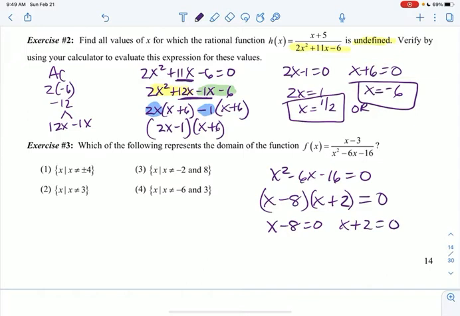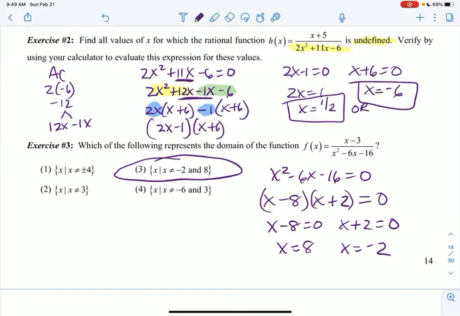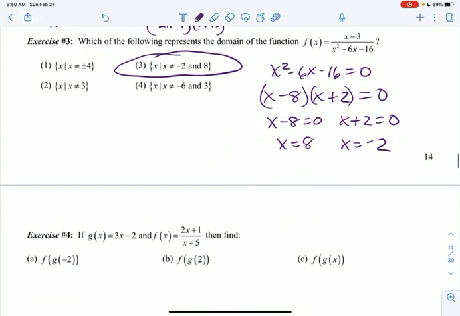Again, these are the numbers that are not going to work. So all numbers work except for when x is 8 and when x is negative 2. Now this was multiple choice, so I also could have just plugged in those choices to see which one was working. All right, exercise 4.